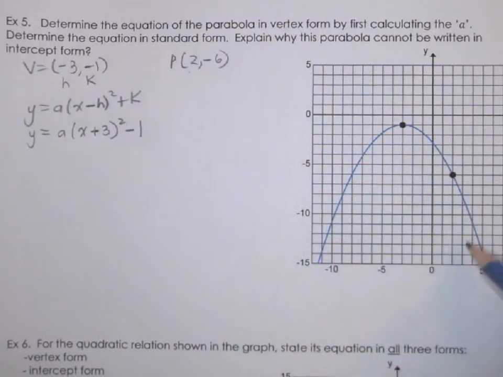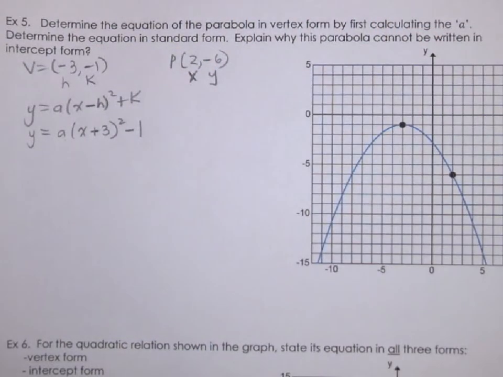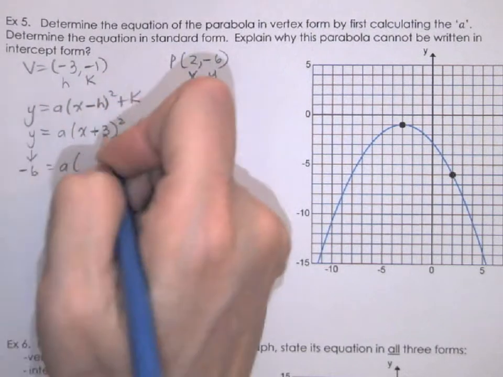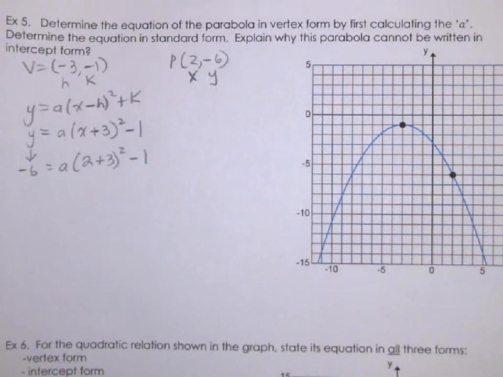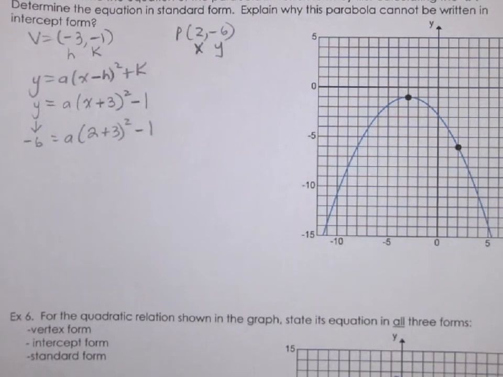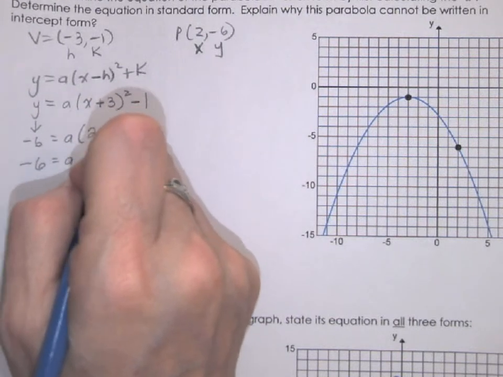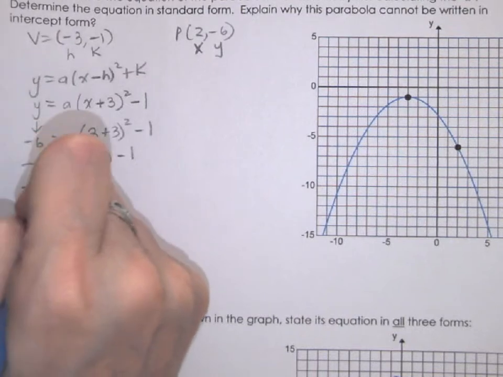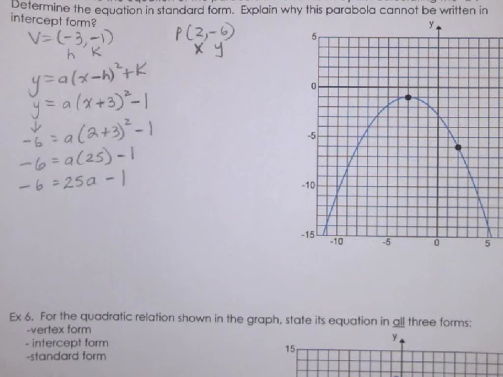I know that the point is on the parabola, so we know that for this parabola, when x is 2, y is negative 6. So I can replace y with negative 6 and replace x with 2, and then a becomes my only unknown value. So 2 plus 3 is 5, 5 squared is 25. So a times 25 is 25a. And now I have a fairly straightforward equation to solve for a.